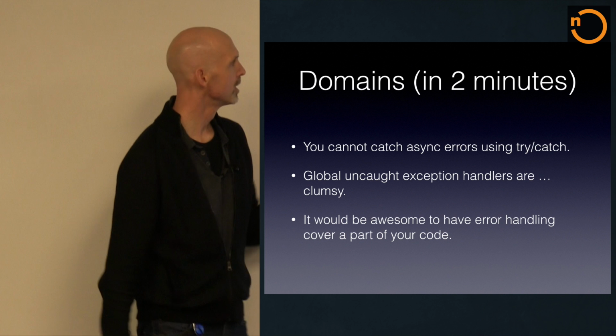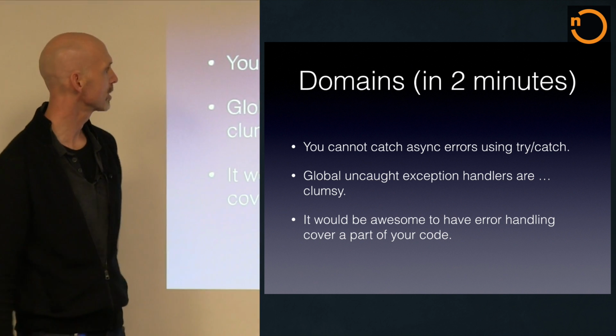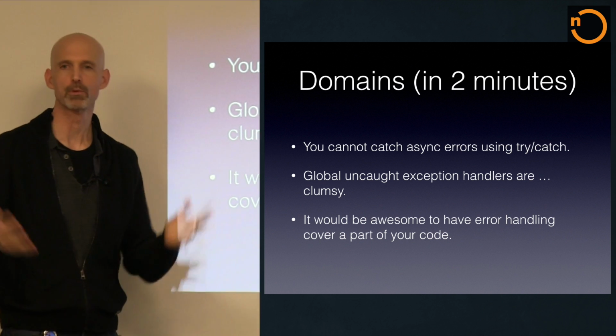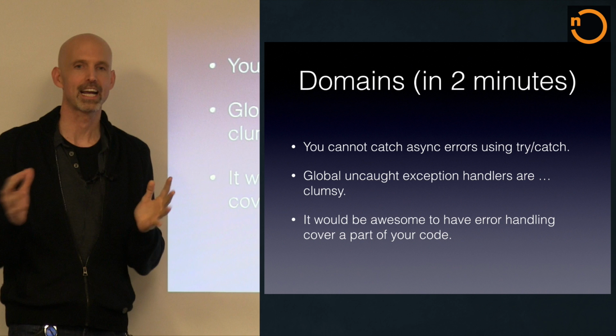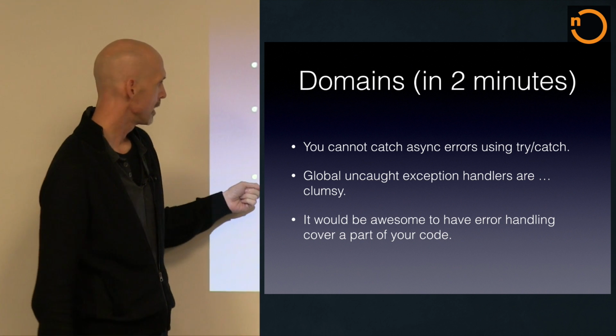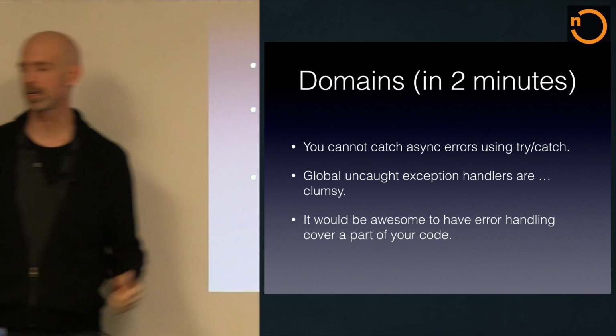Domains in two minutes. You can't catch errors using async, like I said. Global uncaught exception handlers exist in Node, but they're clumsy. I don't recommend them. You just want to exit if you've got an async error. And it would be awesome to have error handling that could cover part of your code, and that is domains.